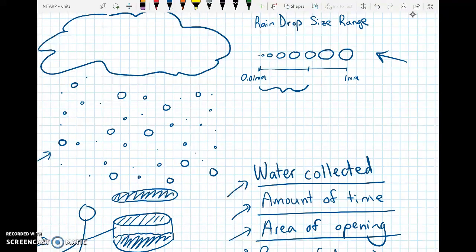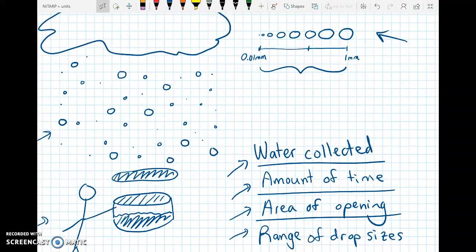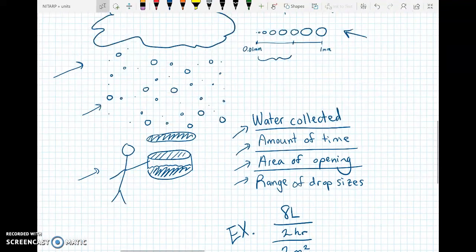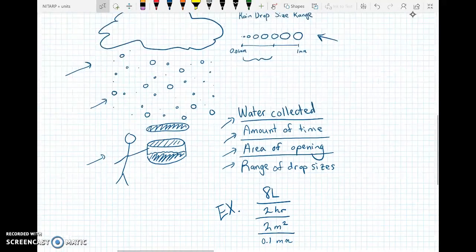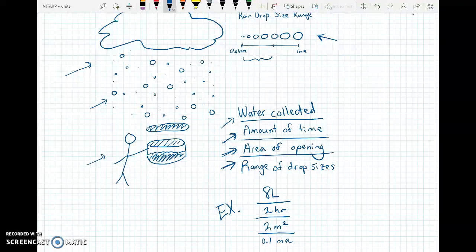But if you had a filter that allowed all of these drops to fall into your bucket, then you'd obviously get more rain in your bucket. So the range that you chose with your filter to allow in would be important to keep track of. You can think of it as a window of different drop sizes, and you could just say that's the diameter of the drops. Just like you used a window of time, just like you looked at a window of area, you're also going to be looking at a window of drop sizes.